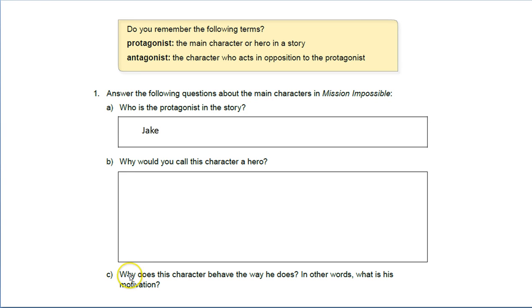And finally, why does this character behave the way he does? In other words, what's his motivation? Now, I don't remember Dad promising Jake any money. He was just asking him to do the right thing by him. Help us out, we haven't had much sleep. So this is saying something about Jake. He didn't stick his hand out and say, yeah, I'll do it for $20. So this is saying something about Jake and his character.